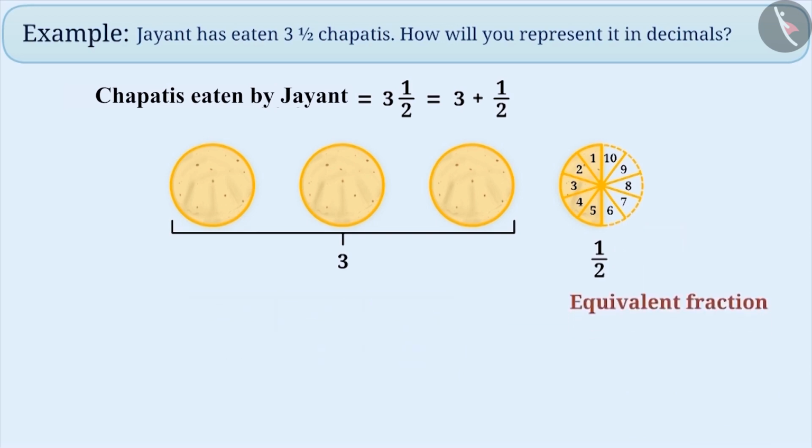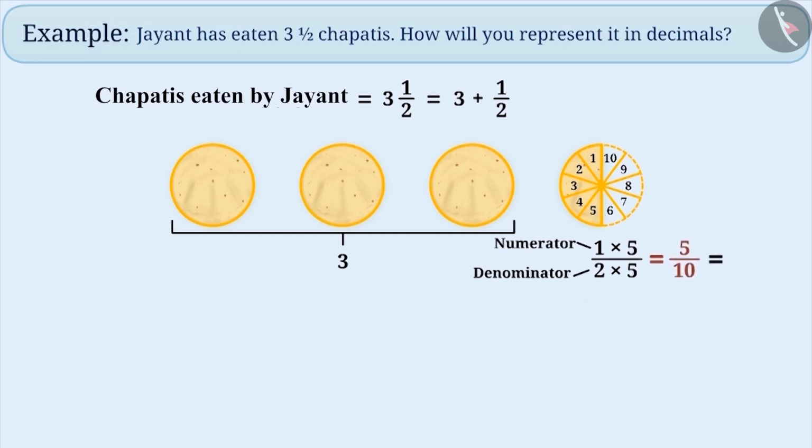There is one more way to find the equivalent fraction of 1/2. In order to do this, we will multiply the numerator 1 and the denominator 2 by 5. Therefore, we will get the equivalent fraction of 1/2 as 5/10. We will write this in its decimal form as 0.5.